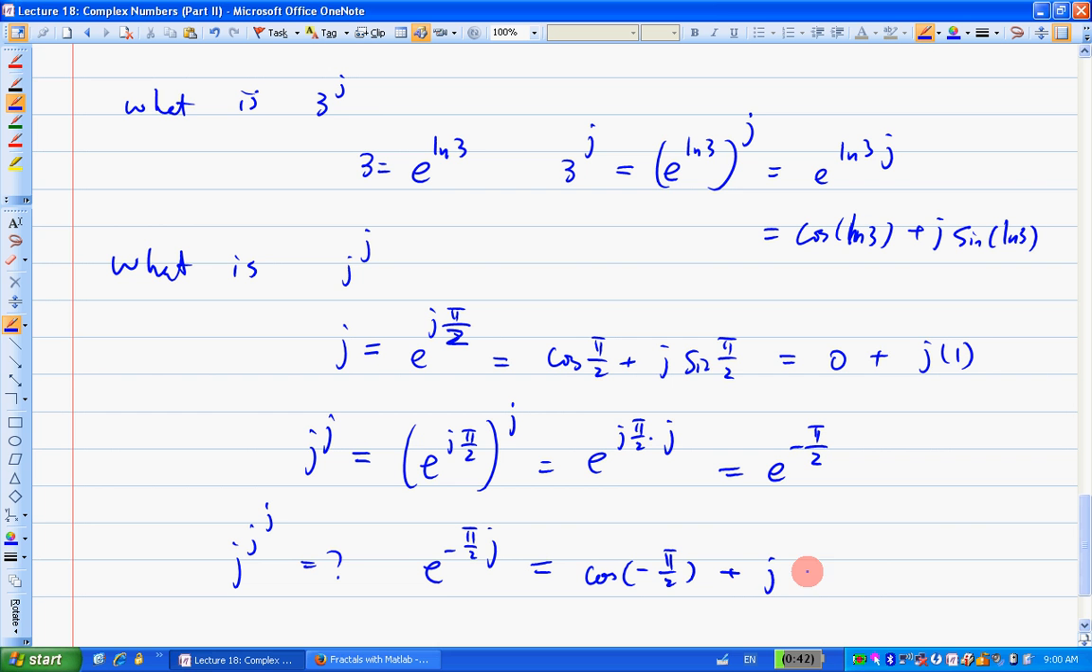Excellent. Okay, and how about this guy? Cosine negative pi over 2 would be 0, right? And this guy would be negative 1.